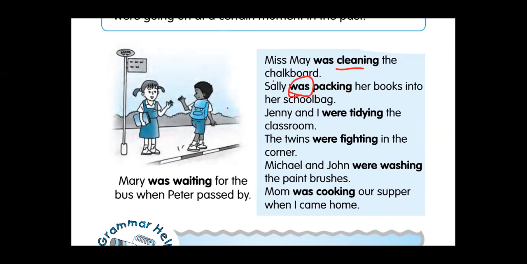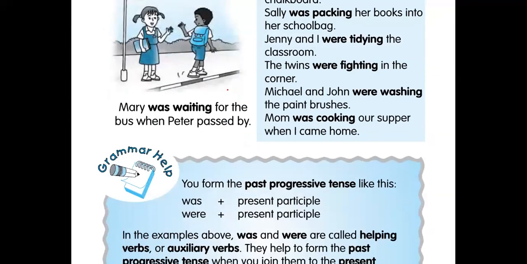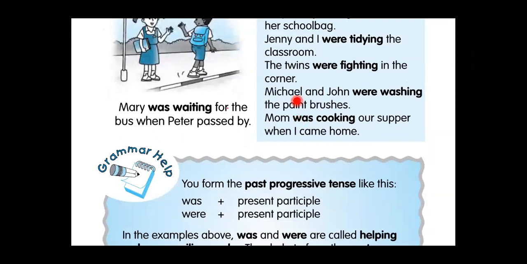But here in past tense, what do we use? Was. We are using was. And for plurals we will use were. See over here, Michael and John were washing the paintbrushes. The twins were fighting in the corner. So for plurals we'll use were, and for singular nouns we use was.